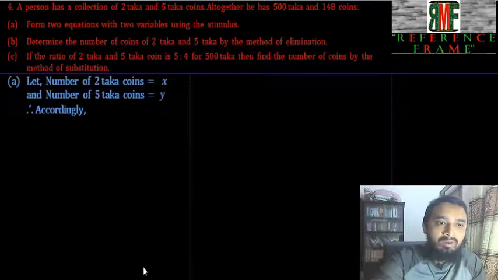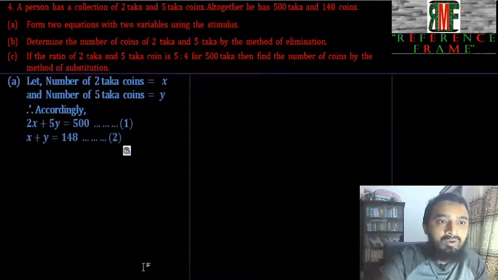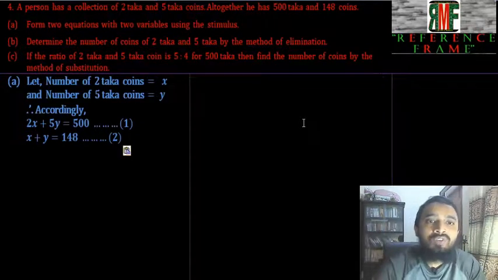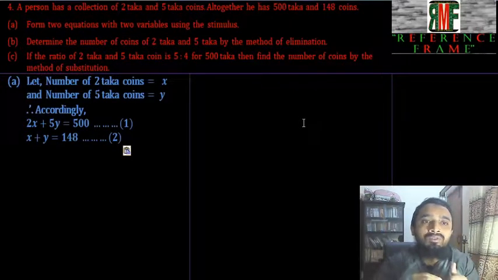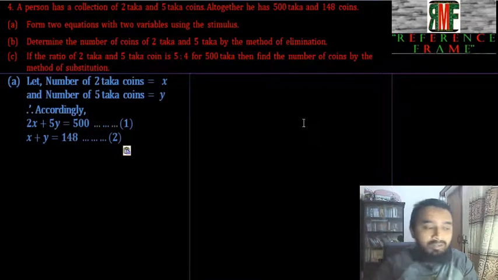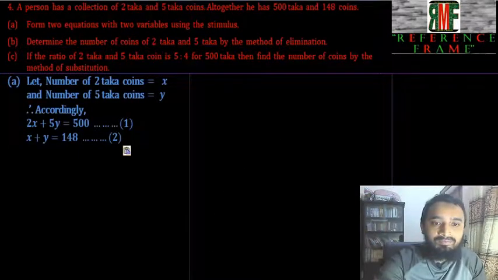Okay, now I'm just going to write it down. Look, twice x plus 5y is equal to 500, which is equation 1, and x plus y, because the total number of coins, is equal to 148. So this is our first question based on the stimulus. Now in B, determine the number of coins of taka 2 and 5. That means we are asked to find the number of coins of taka 5 and 2 based on the stimulus by the method of elimination. Okay, let us move into B.